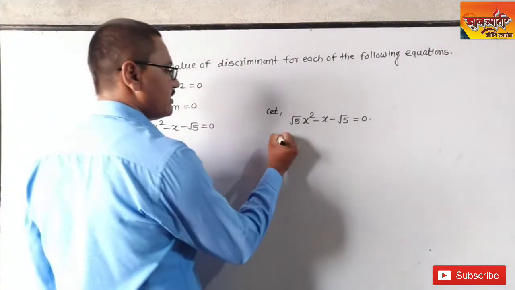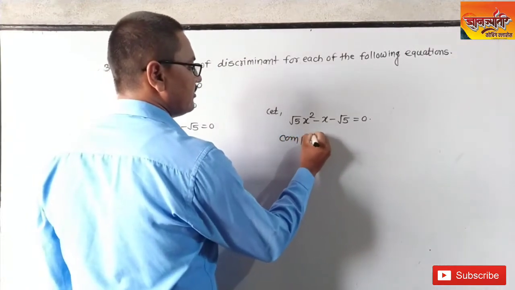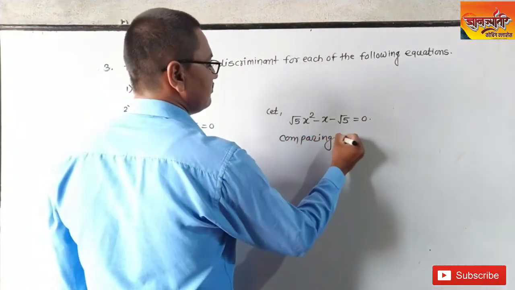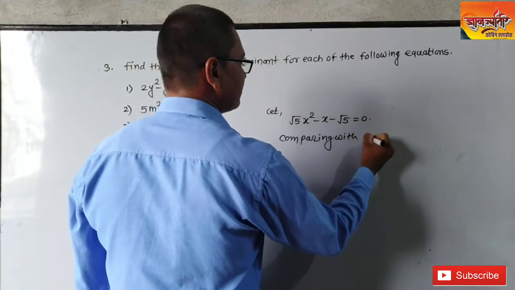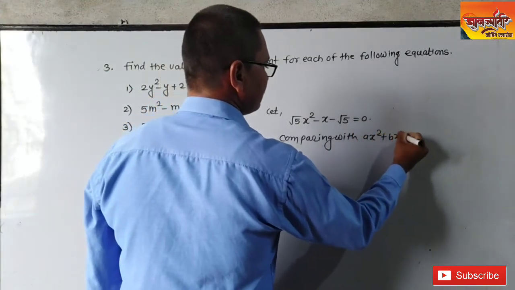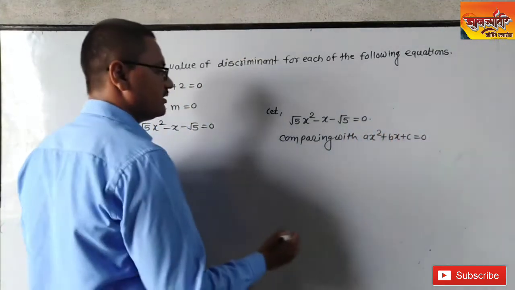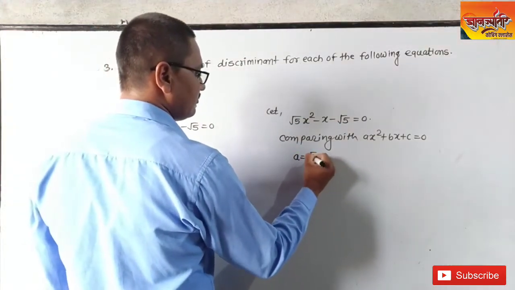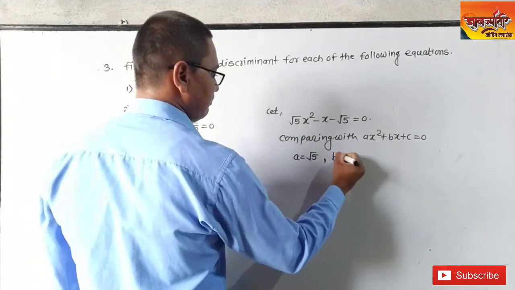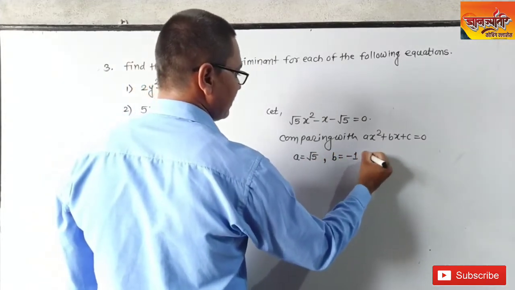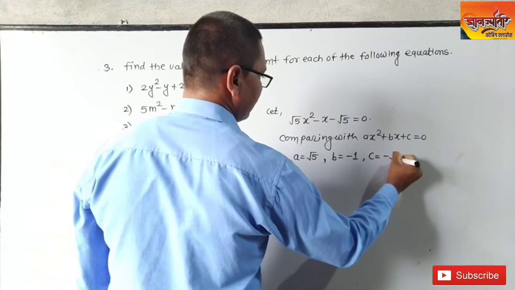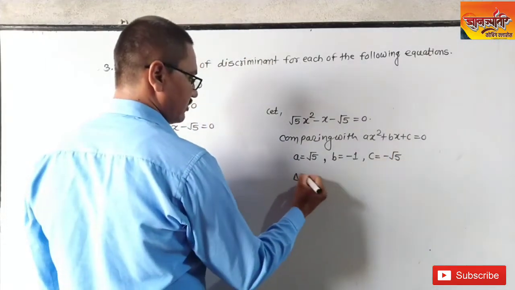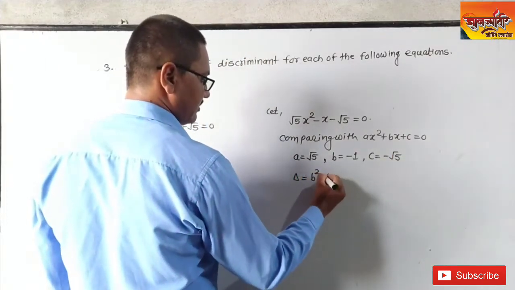You can compare it with ax square plus bx plus c is equal to 0. Then we get a is equal to root 5, b is equal to minus 1, and c is equal to minus root 5. We take the formula, which is b square minus 4ac.